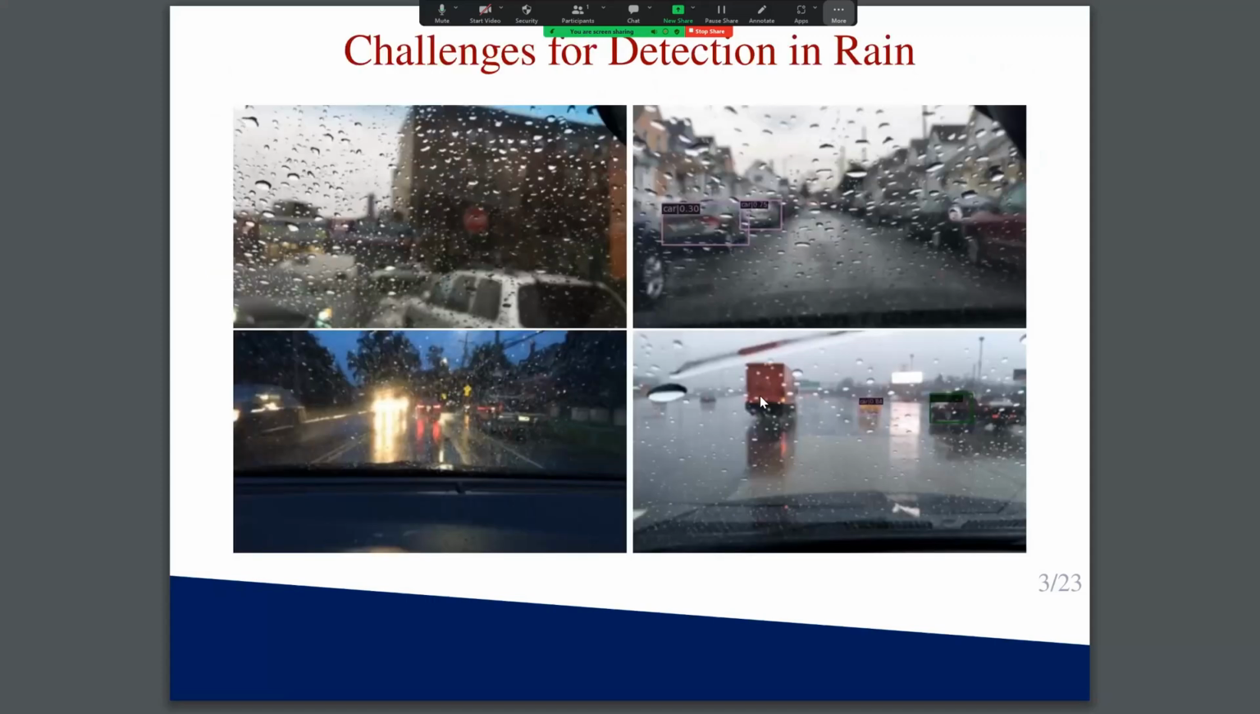Let's start with the challenges for object detection, which is very crucial for autonomous driving. On the first row, we show that raindrops on the windshield will significantly impair the visibility of the objects outside the window. On the second row, we see that if there's standing rainwater on the road surface, the object detection algorithm will be very confused about the objects outside.